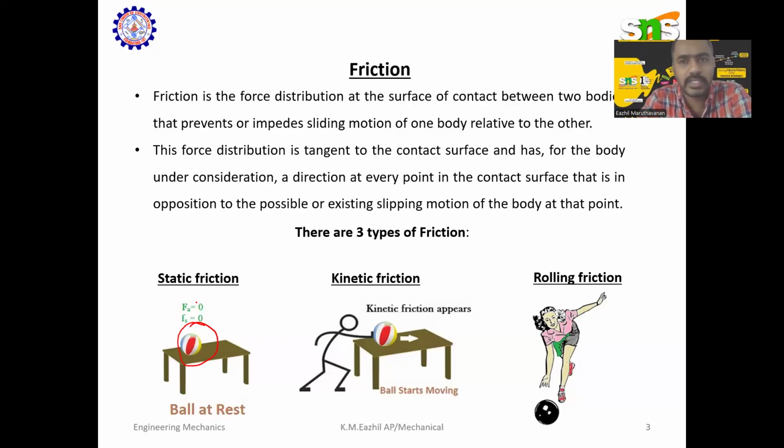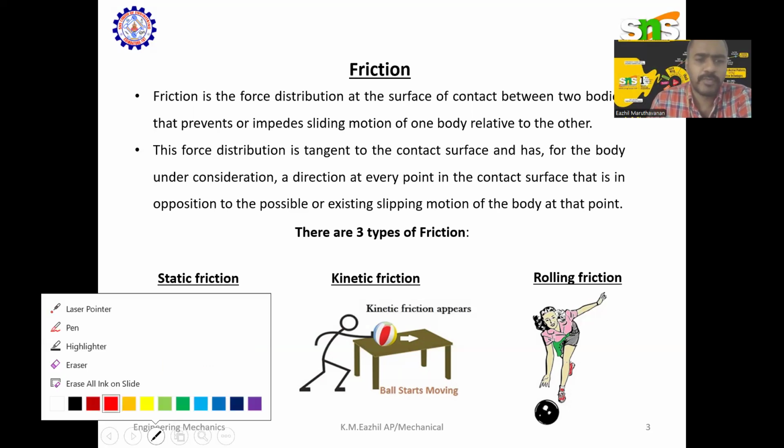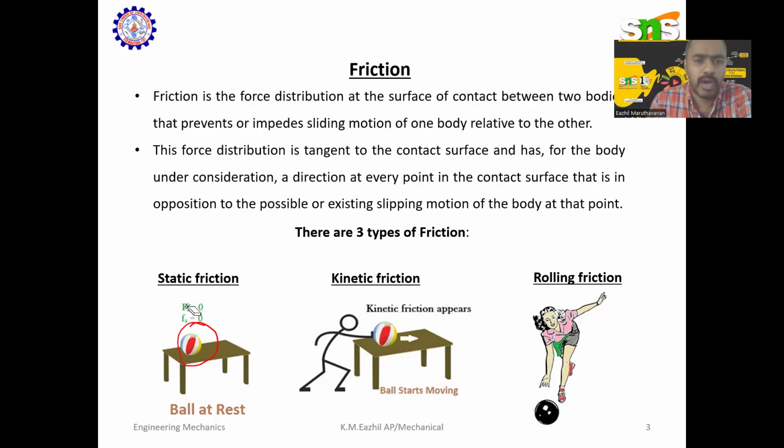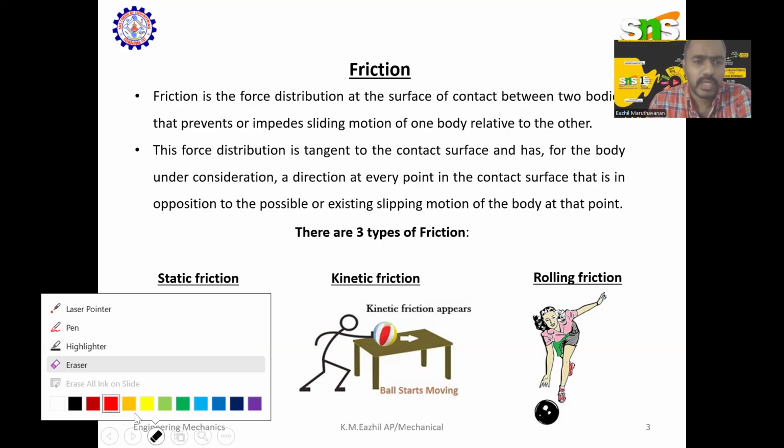In the second condition, if we apply a force to that ball, then the ball starts moving. It is known as kinetic friction. In rolling friction, at the initial stage itself, when we place the ball on the ground with some force applied on it, when the ball starts moving from its initial position, it is known as rolling friction.